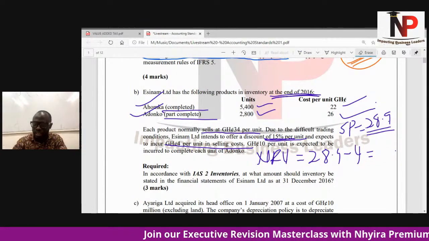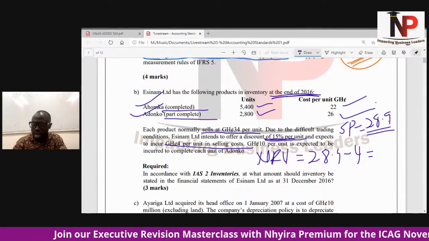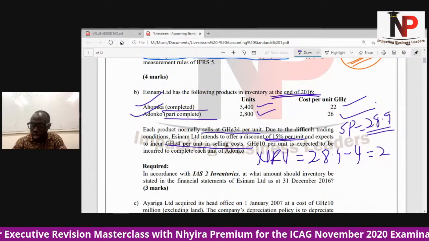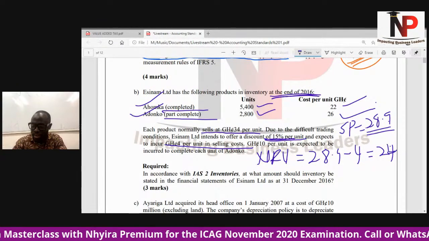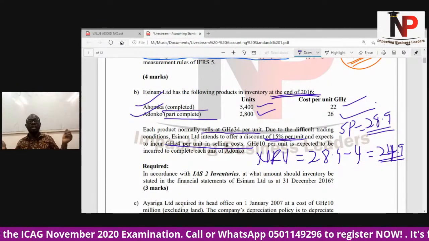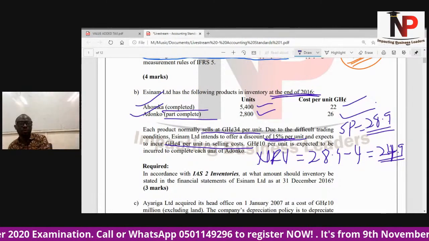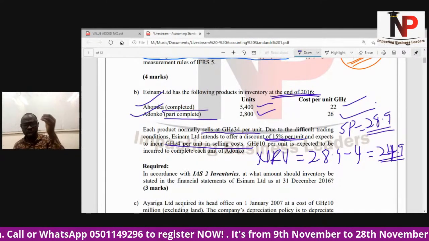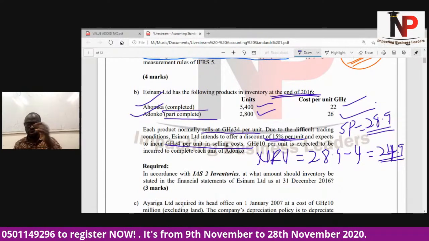Does it make sense? That is, if I want the net realizable value right now, no, that would be 24.9 rather. If I want the net realizable value per unit, that is what it's standing at now. I hope you are getting the build-ups very well.